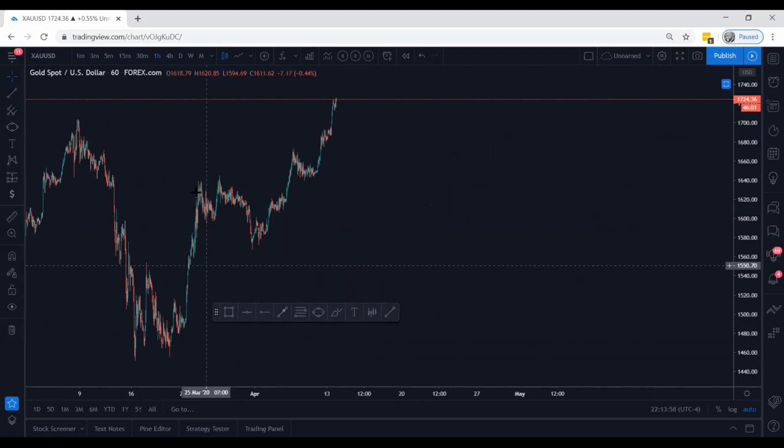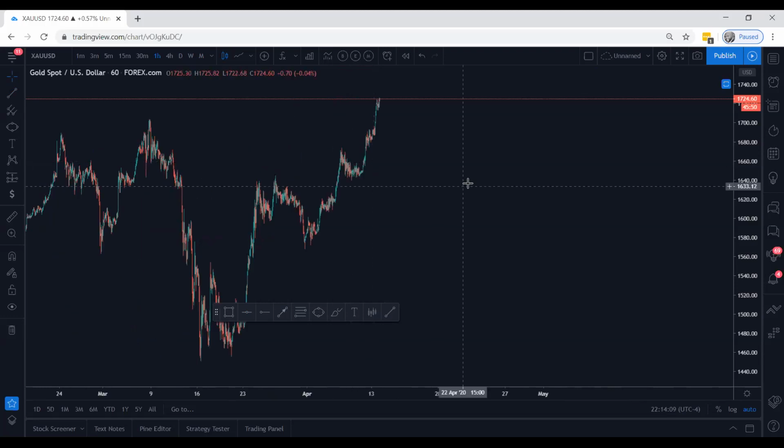Yeah, it's just set up beautifully. You know what I mean? Your flags are really nice. As long as it keeps doing that, going up, it should go up there and retest that high. Yeah, I like gold a lot.